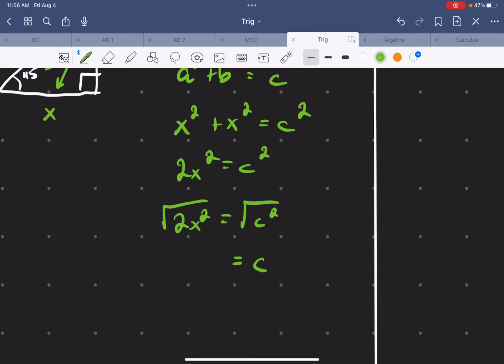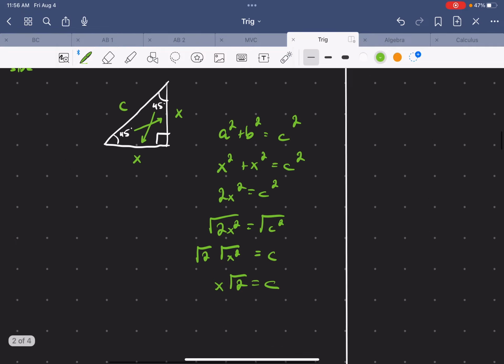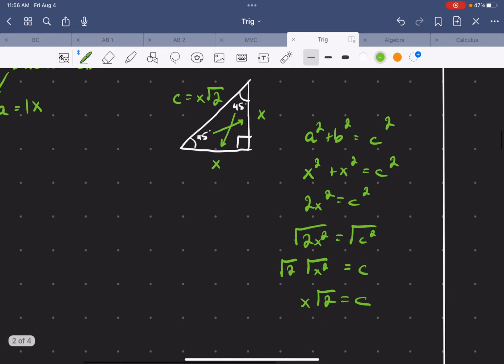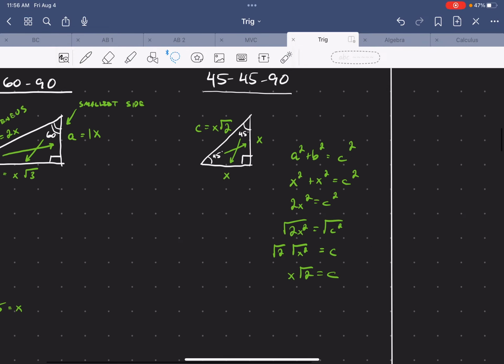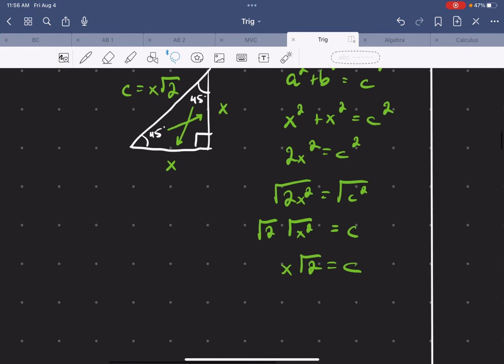And then I'm going to break this 2x squared inside the square root up into two different square roots. And then I can take the square root of x squared to evaluate that as x. So this would be x root 2. That means that c is equal to x root 2. So whatever the leg length is in a 45, 45, 90 triangle, the hypotenuse is just that times root 2. In the future, you don't have to derive this every time. I just like to show you how to derive some things every once in a while. It can help you deepen your understanding with some math concepts.